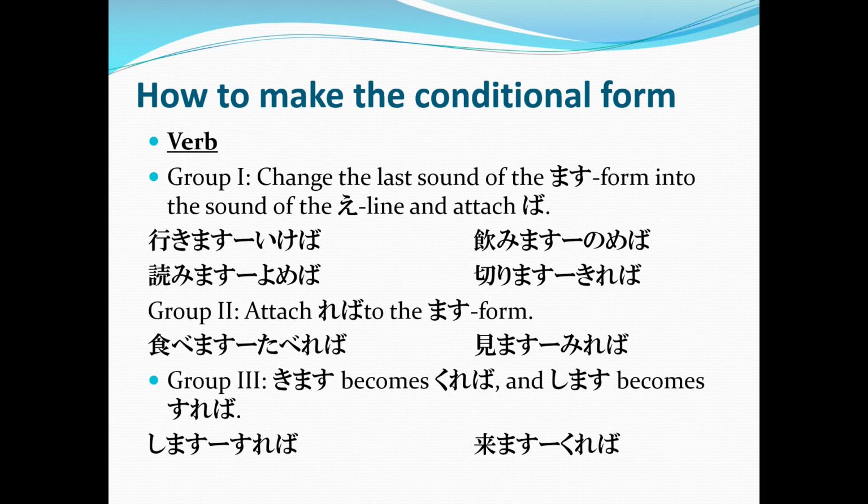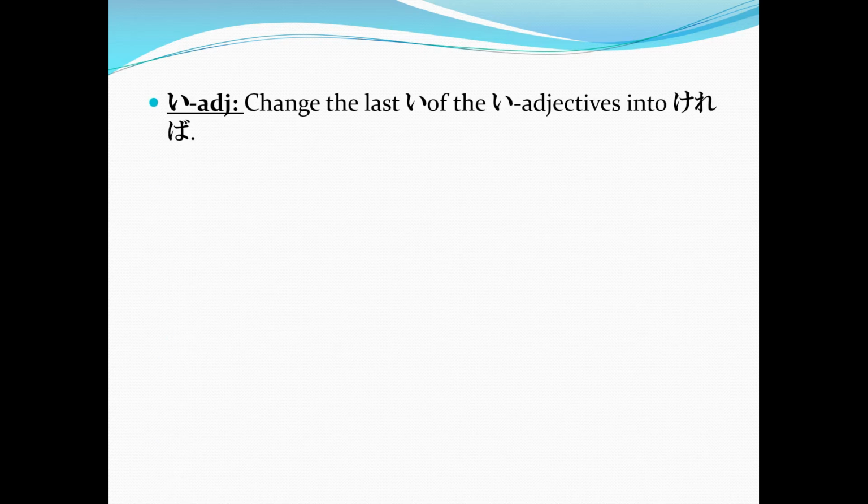Got that, everyone? Now, not only the verbs have a conditional form. Even the i-adjectives, na-adjectives, and nouns have a conditional form. Let's start off with i-adjectives. For i-adjectives, change the last i of the i-adjectives into kereba. Again, change the last i into kereba.